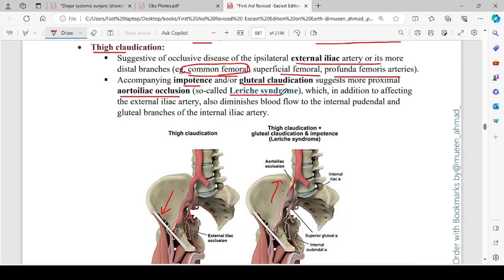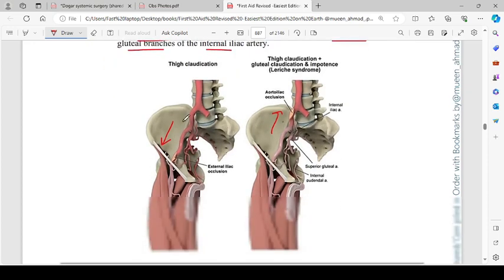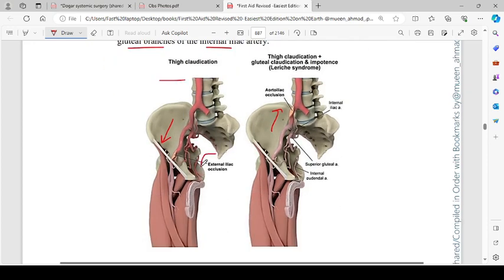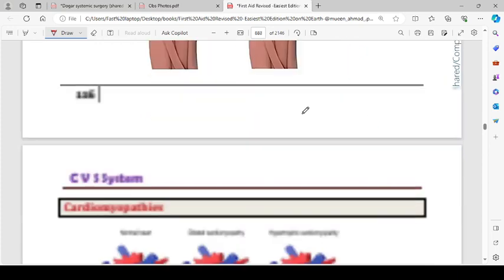occlusion, so-called Leriche syndrome, which in addition to affecting the external iliac artery also diminishes the blood flow to the internal pudendal and the gluteal branches of the internal iliac artery. So this is thigh claudication because of the occlusion of the external iliac artery, and here we have thigh claudication with gluteal claudication and impotence in Leriche syndrome. So this is aortoiliac occlusion.